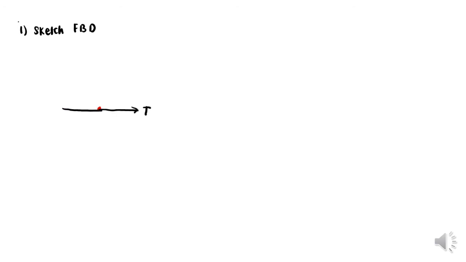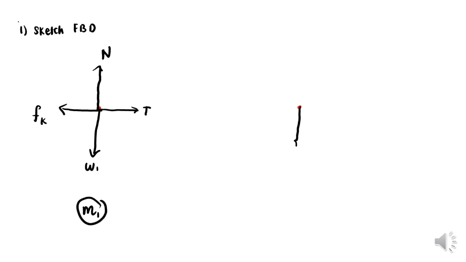Okay, so let's sketch the first one. It has kinetic friction, weight, tension, and normal. This is for M1. And for M2, it's a hanging object, so we have weight downward and we have tension upward.